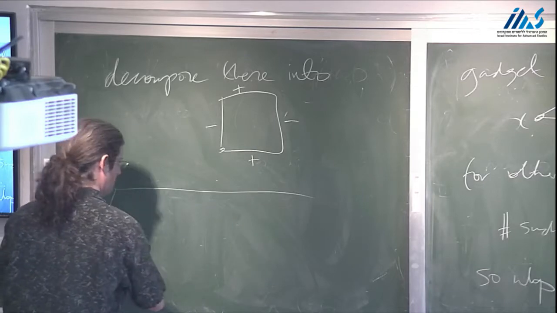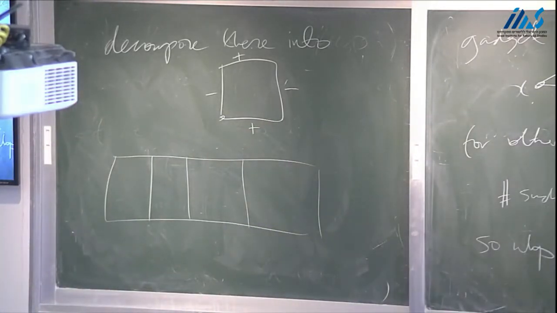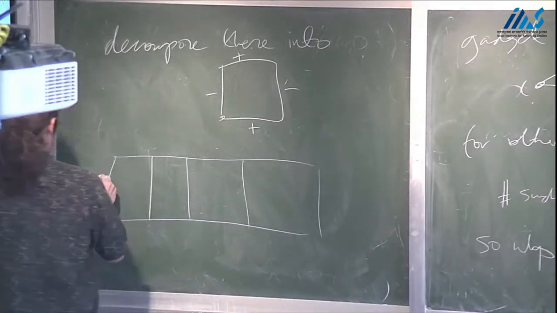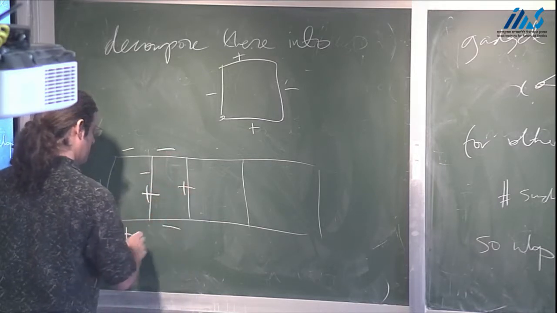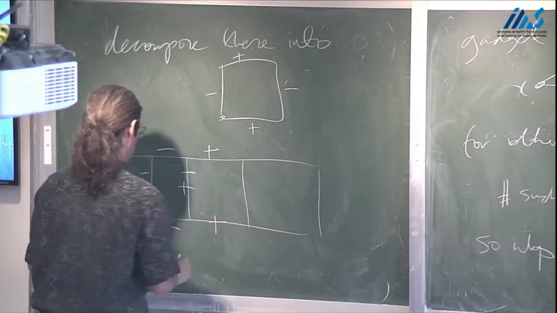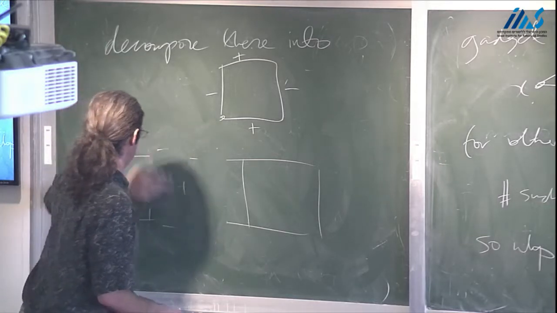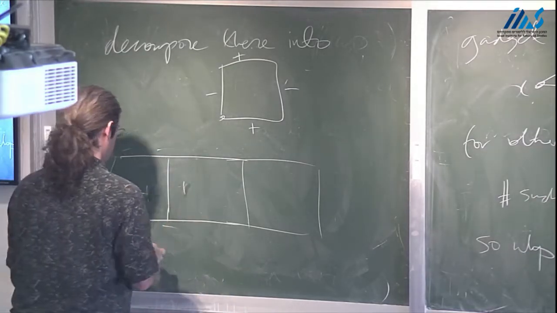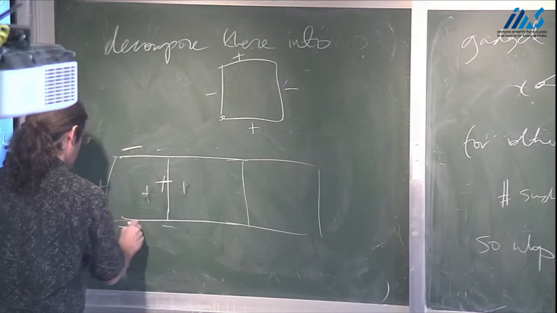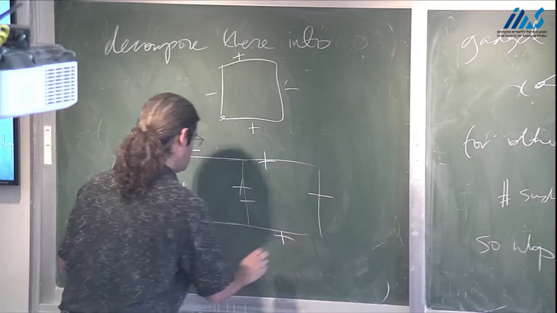Colors would be helpful, though. You probably see it without colors, but find a color. All right, there's one, and there's another one. Another one. Oh, dear. Let's try again. Right, so plus, minus, plus, minus, plus, minus, plus, minus, minus, plus, minus, plus.